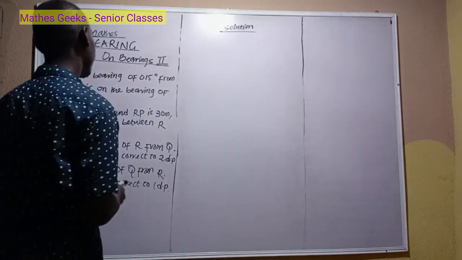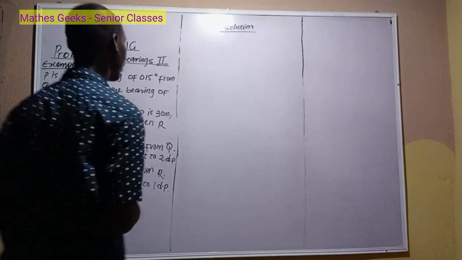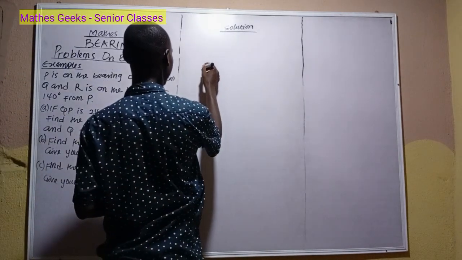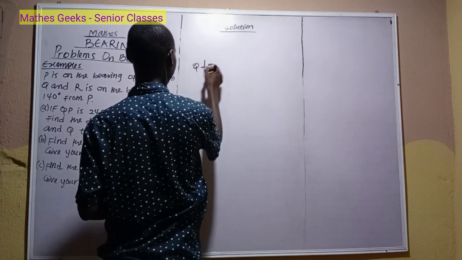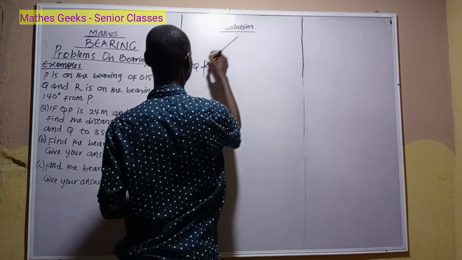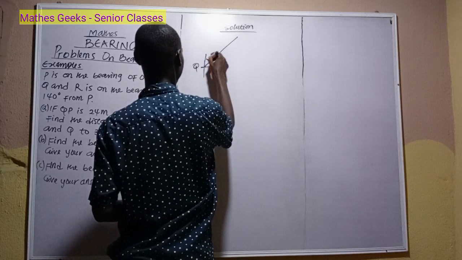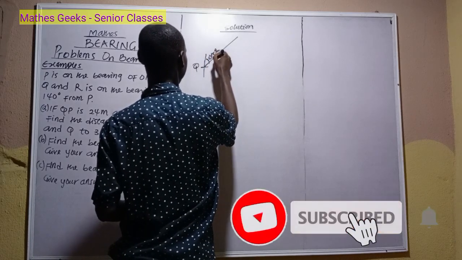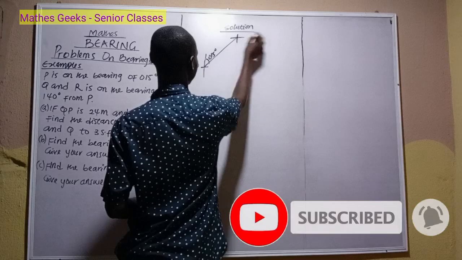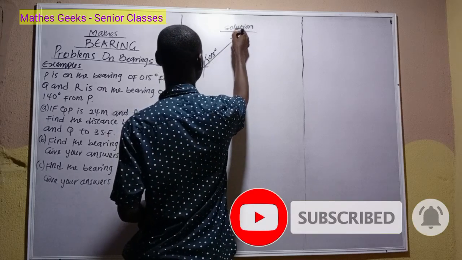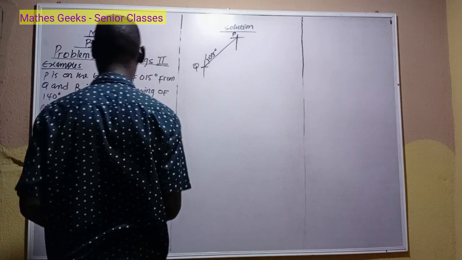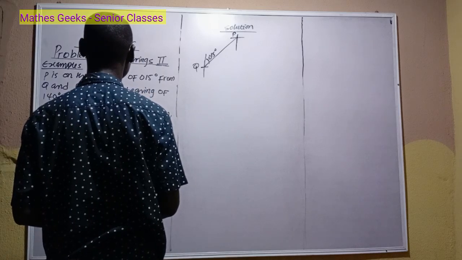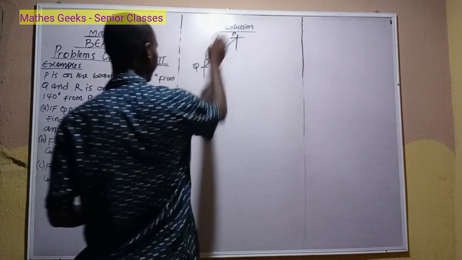So P is on the bearing of 015 degrees from Q. So from point Q, 015 degrees from Q. So this is P. Okay. Now it says R is on the bearing of 140 degrees from P.